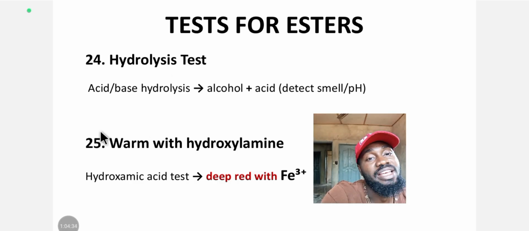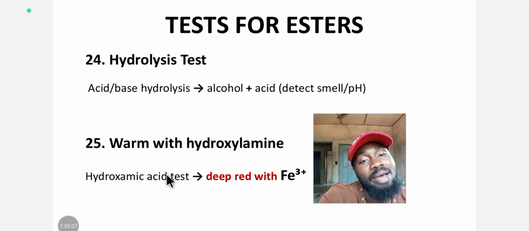And the next one we have here is number 25, which is warm with hydroxylamine. Warm the solution in question with hydroxylamine. And what confirms the presence of ester? The hydroxamic acid test. You warm it with hydroxylamine, okay? And a deep red with iron 3 ion confirms the presence of ester in the hydroxylamine test.